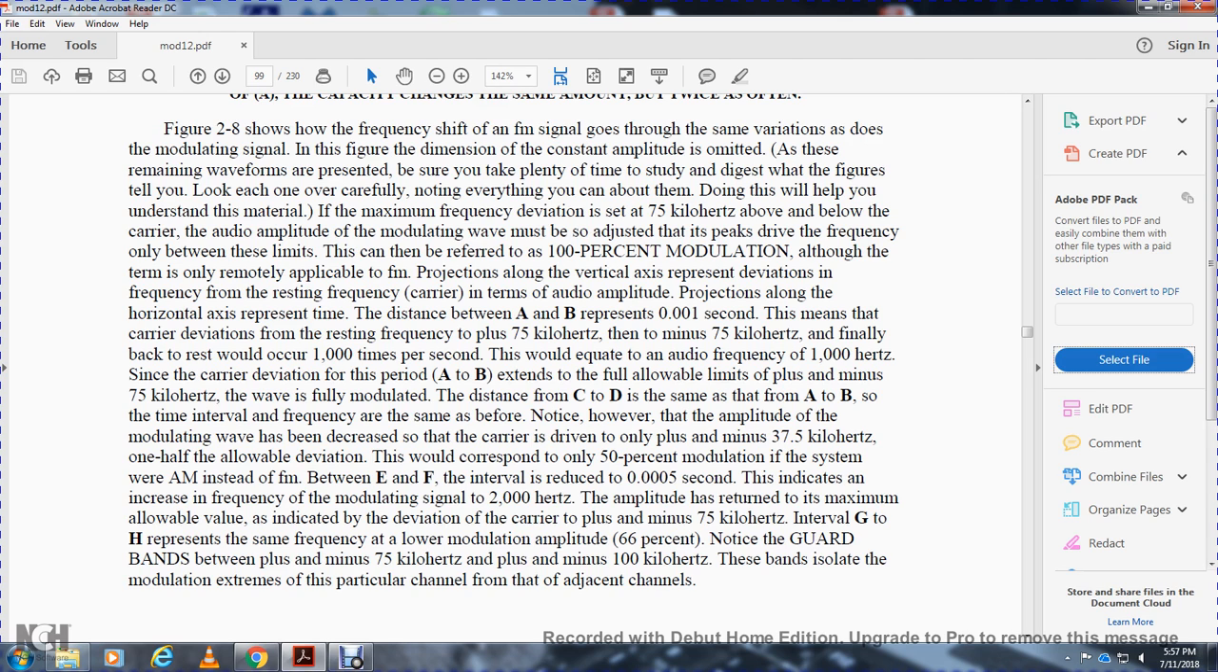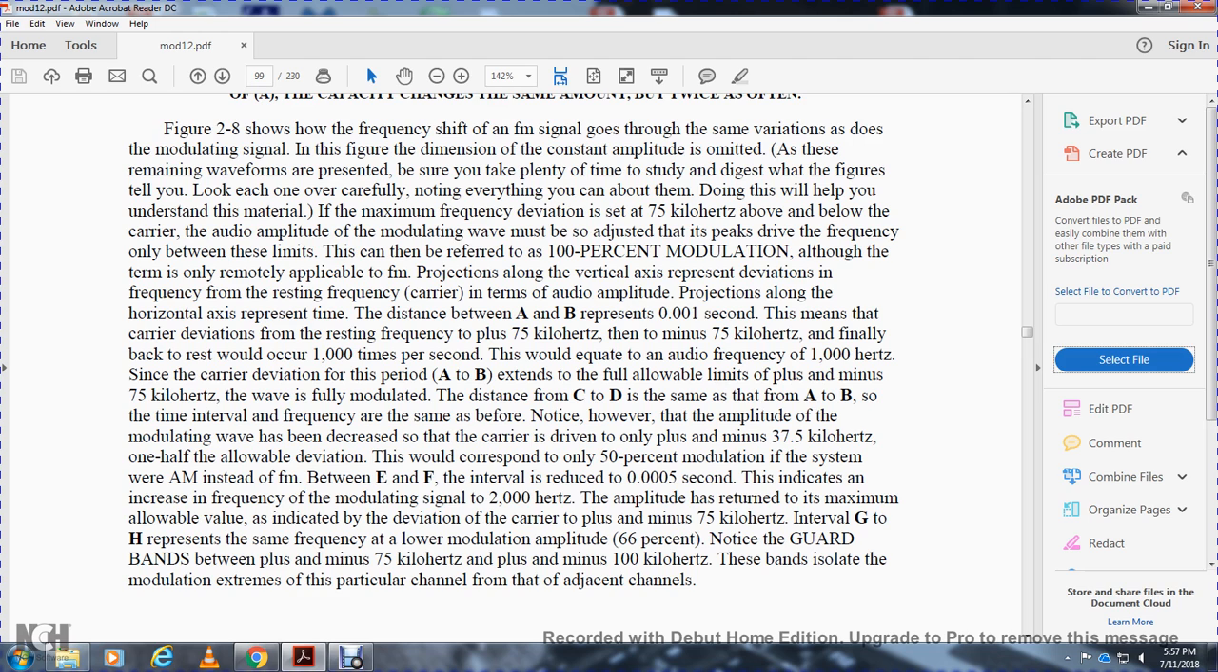For the carrier deviation period from A to B, the extent reaches the full audio limits of plus and minus 75 kilohertz, the fully modulated distance. The distance from C to D is the same as from A to B, with the time interval and frequency the same as before. Note, however, that the amplitude of the modulating wave decreases, so the carrier is driven only plus and minus 37.5 kilohertz, only one half of the allowable deviation, which would be considered only 50% modulation.